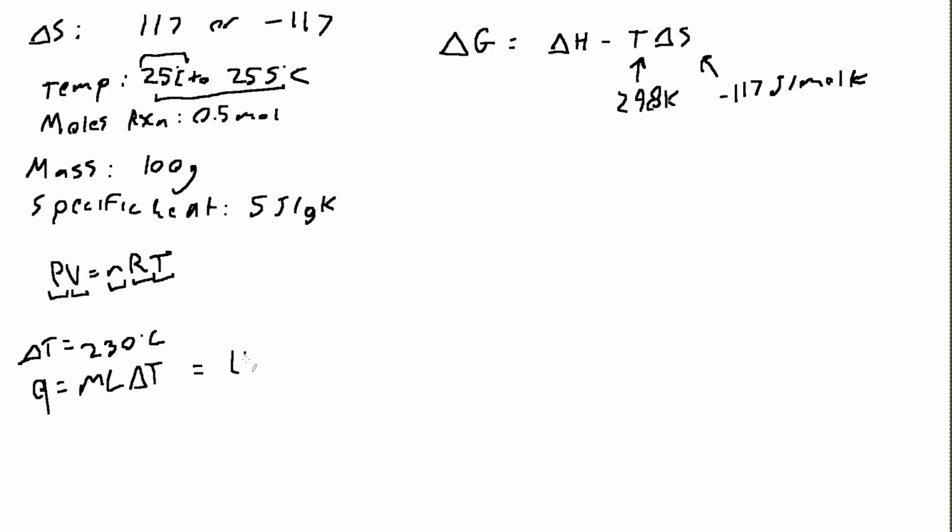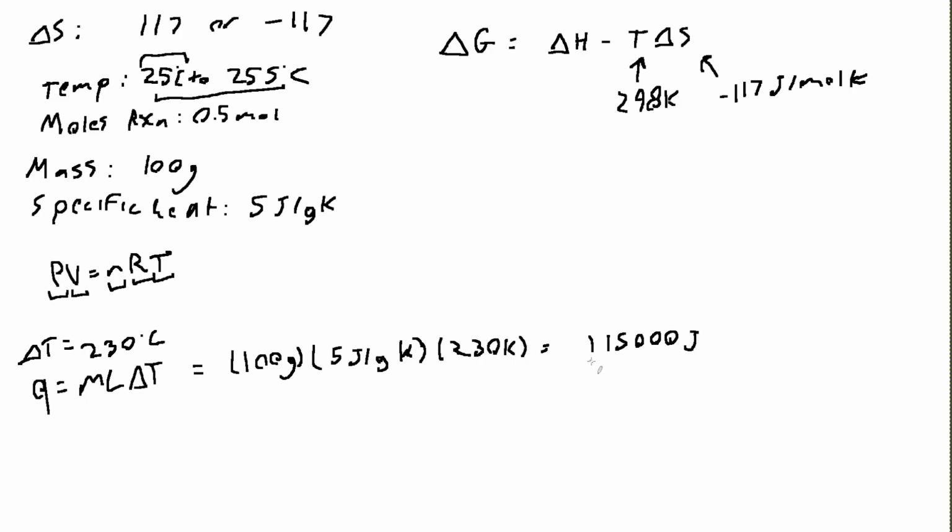which is 100 grams times 5 joules per gram Kelvin times a change in temperature of 230 Kelvin, which is 115,000 joules. Okay, so we have our heating, which is our total energy that it released.